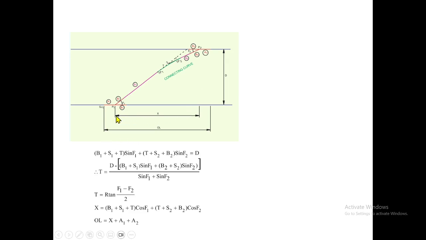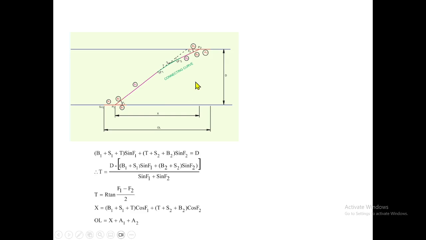If you want to know the overall length, it is X plus A1 plus A2, because with different angles of crossing, A will differ. That is why here it is X plus A1 plus A2. This is the way we find it out.